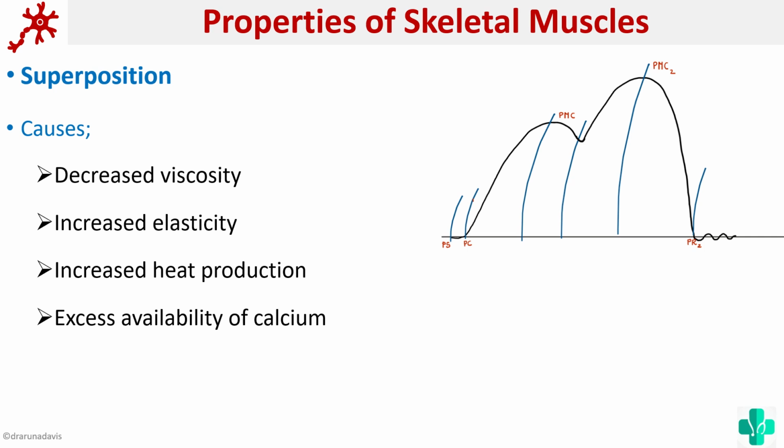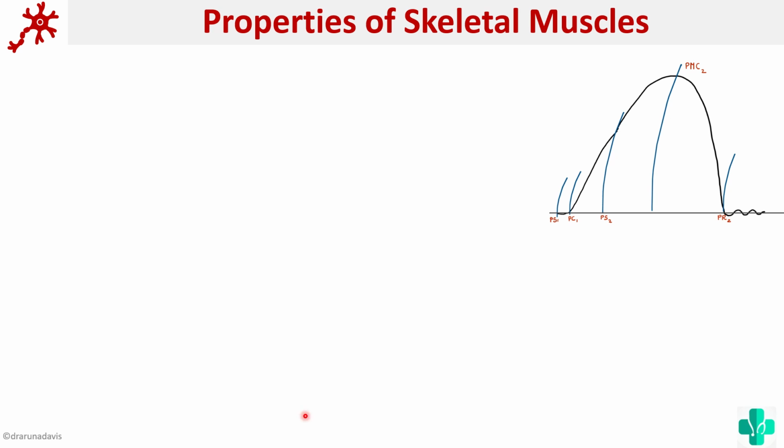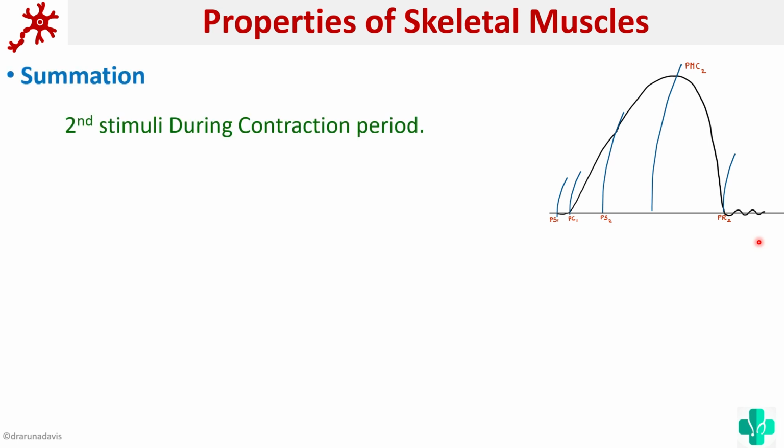Now what happens if we give a second stimuli during the contraction phase? See, in this graph you can see that we had given a stimuli, the muscle was contracting, and suddenly we give a second stimuli. So you can see that then that next stimuli will cause a contraction bigger than the first one, and this is called summation. So summation you get when the second stimuli falls during the contraction period.